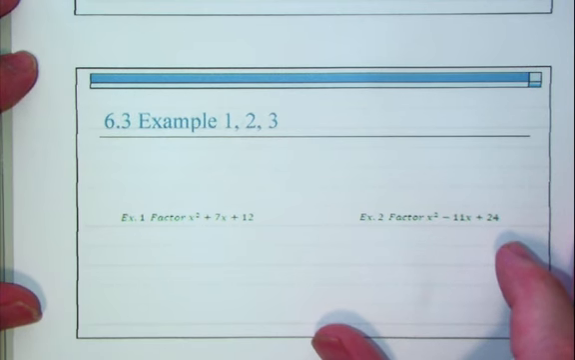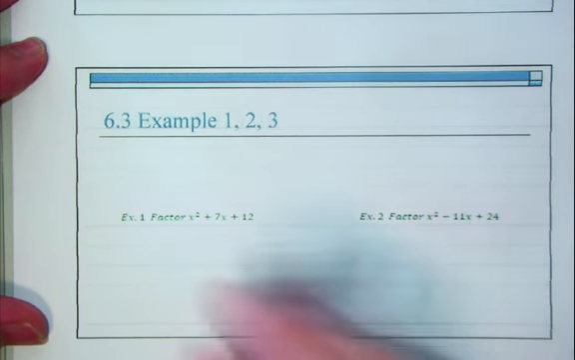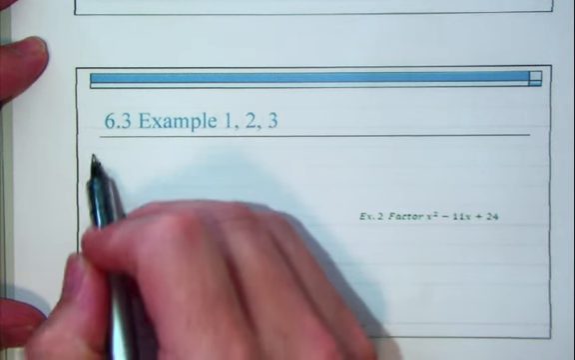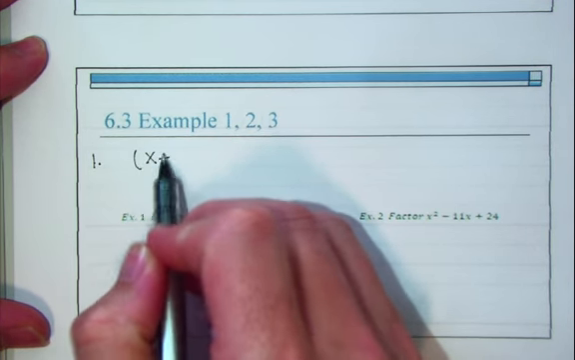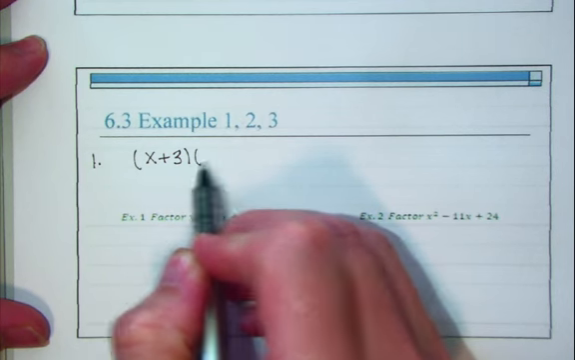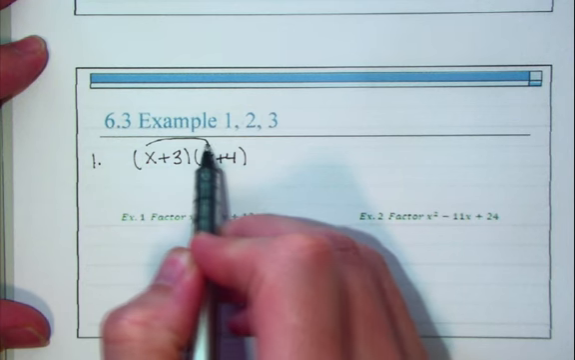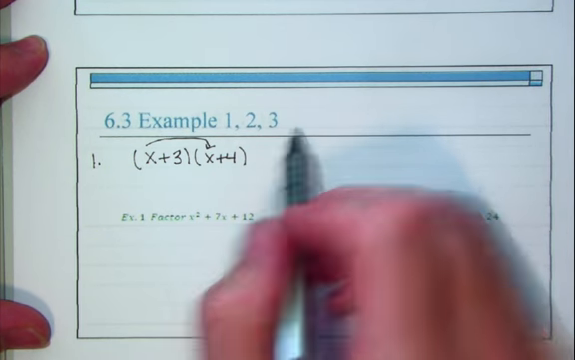What I want to do is build upon something that we've already talked about. So we've already talked about multiplying two binomials together. So if we had something like x plus 3 times x plus 4, then we know that we would first multiply the two first terms. We do the FOIL method, first, outer, inner, last.